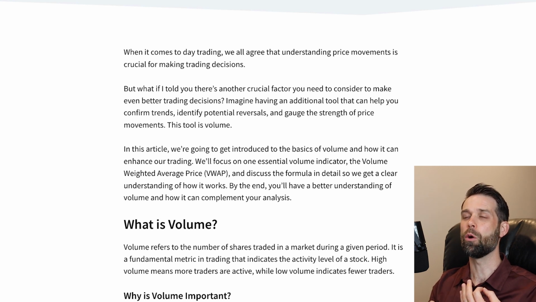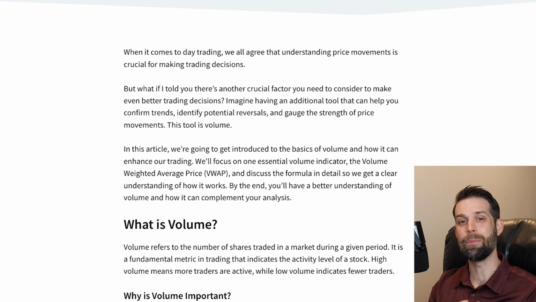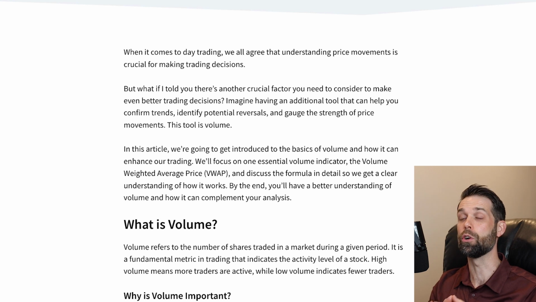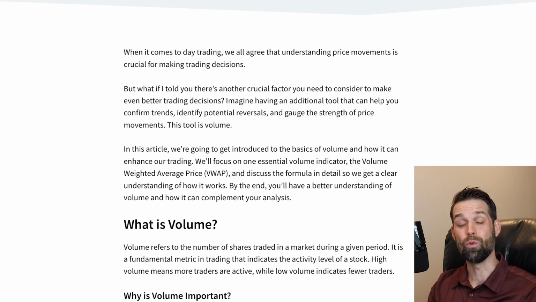Well, what if I told you that there's another crucial factor that you need to consider to make even better trading decisions? Imagine having an additional tool that can help you confirm trends, identify potential reversals, and gauge the strength of price movements. Well, that is what volume is. Watching the price is very important, but watching volume is as well.